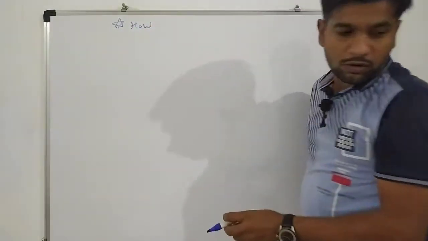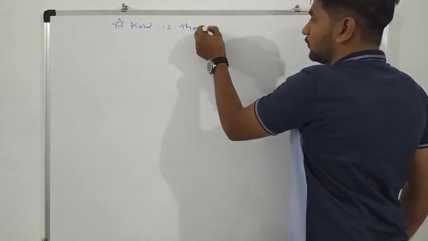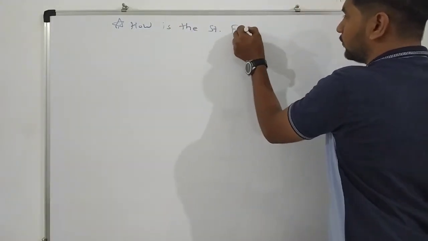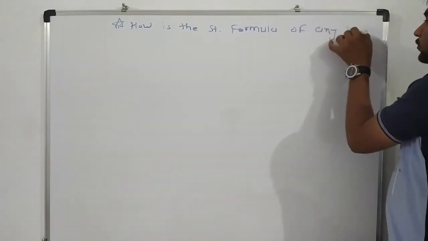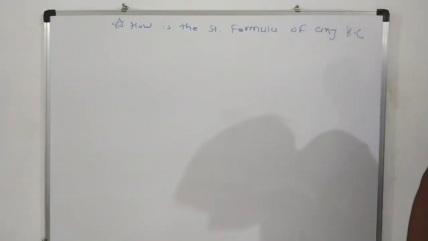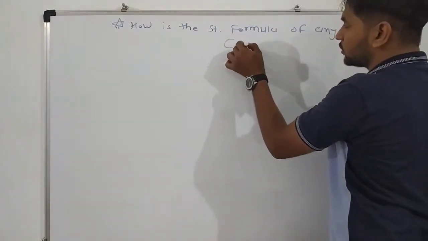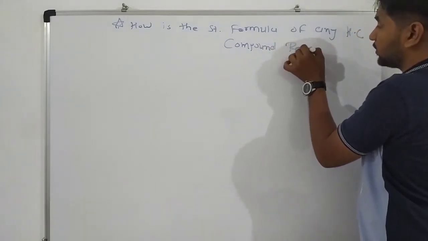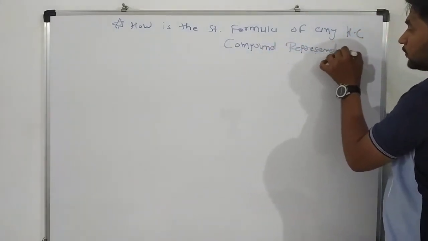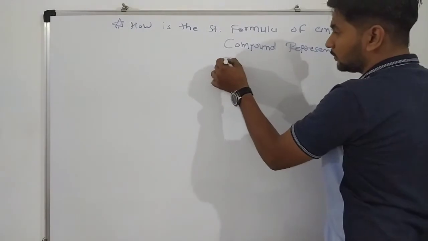How is the structural formula of any hydrocarbon compound represented? Very important question. Explain it with the example of ethane.